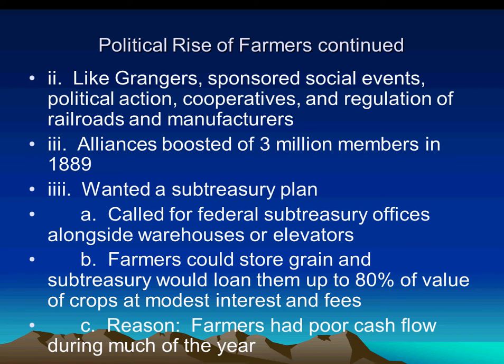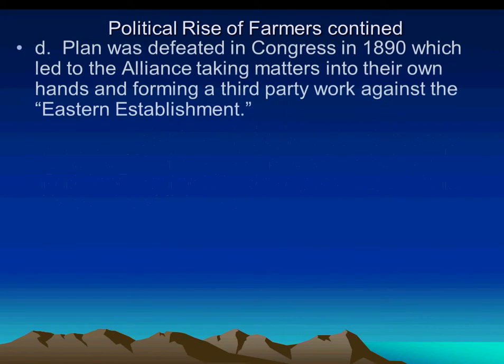One of the problems for farmers is they're flush at the time of harvest because they sell their crops, but in other parts of the year there is a cash flow problem. Did this sub-treasury plan ever come into effect? No. There just weren't enough votes in Congress for this to happen. But this was one of the things that the Farmers Alliance was pushing.